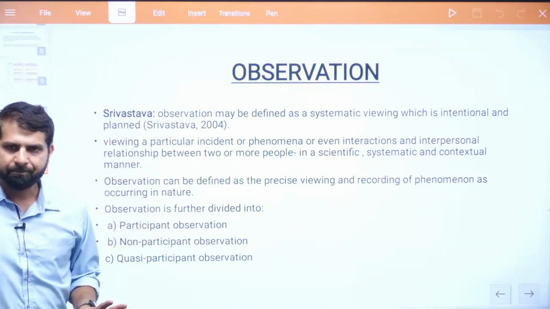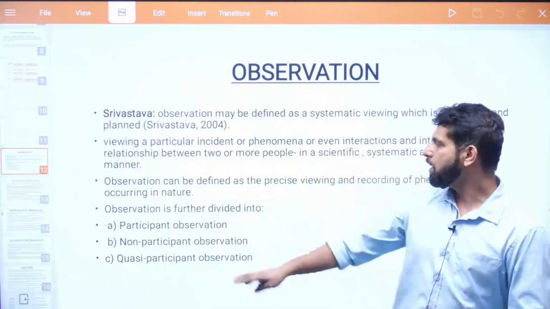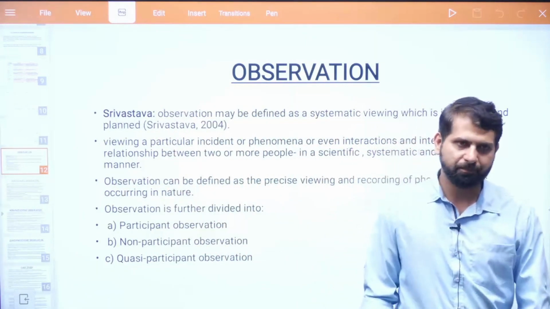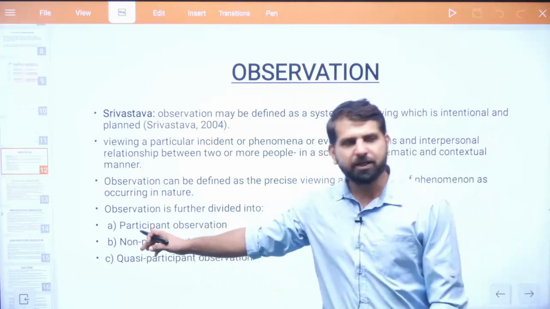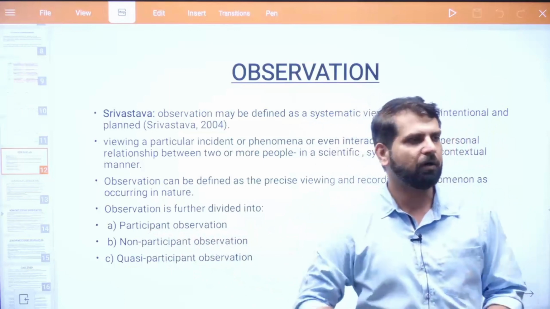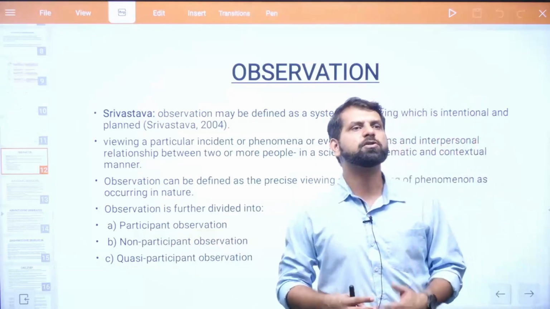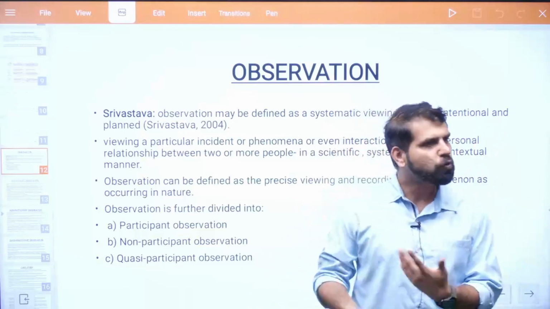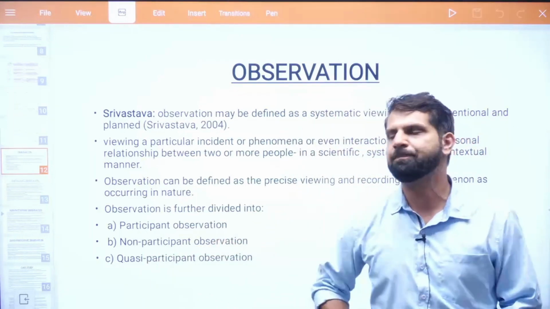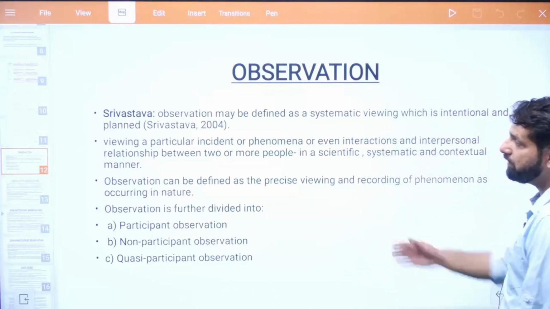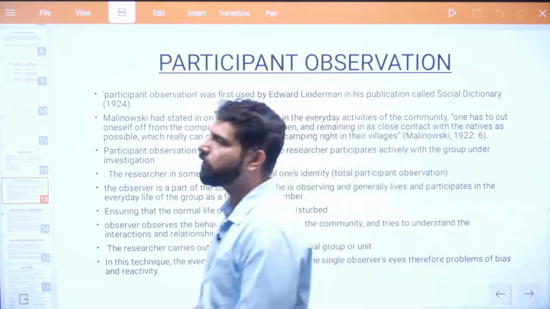It is of three kinds: participant observation, non-participant observation, and quasi-participant observation. In field work, initially participant observation was one which was quite prevalent, but every method, every technique has its own pros and cons. So to cover up those cons, nowadays we focus more on quasi-participant observation. And we'll deal with each of them now in detail. So let's begin with participant observation.